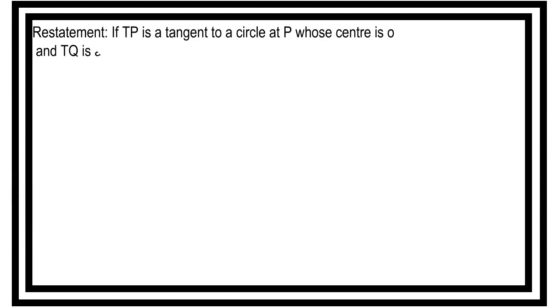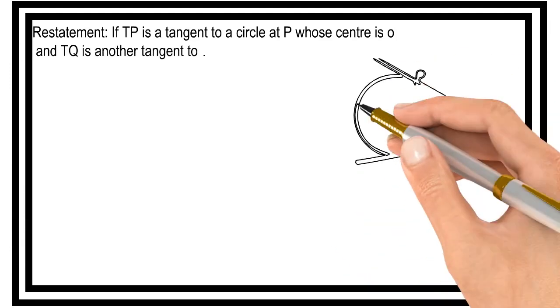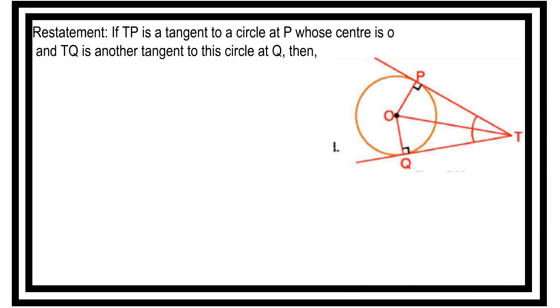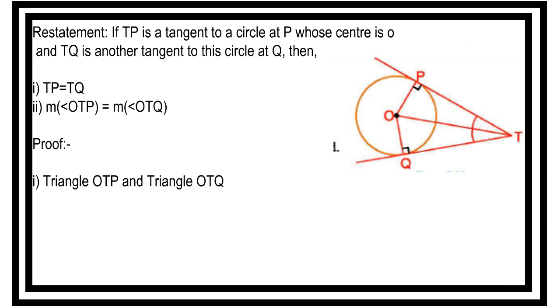Restatement: If TP is a tangent to a circle at P whose center is O, and TQ is another tangent to this circle at Q, then A. TP equals TQ. B. The measure of angle OTP equals the measure of angle OTQ.